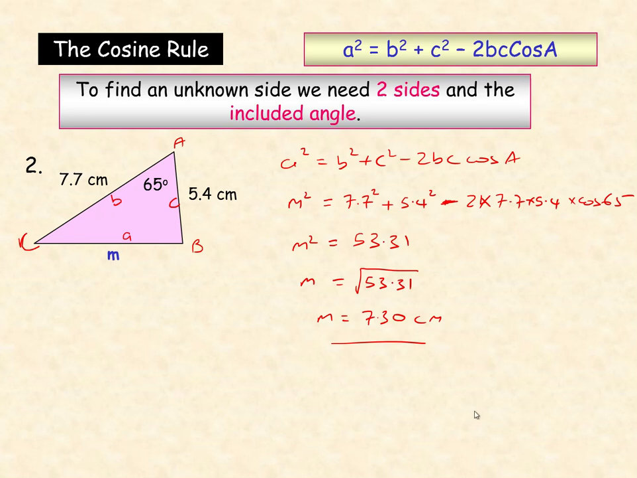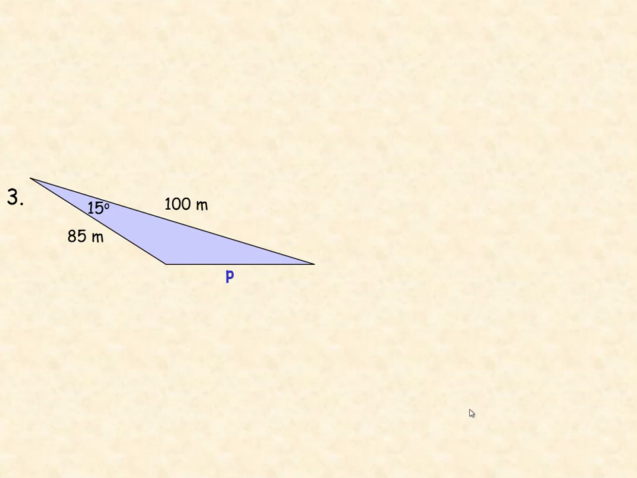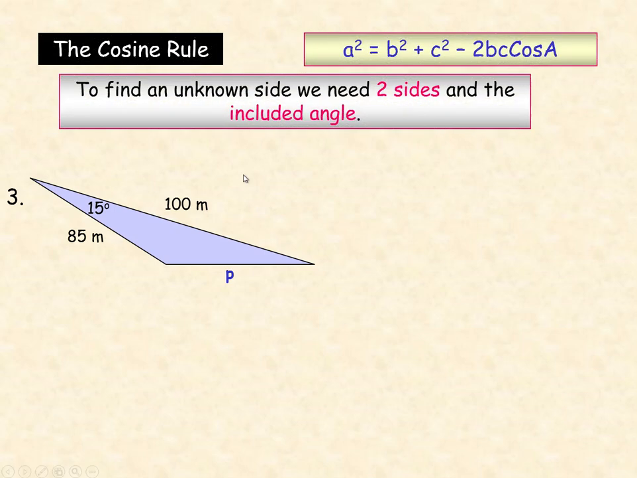Okay, let's look at one more example. What I want you to do this time is hit pause before you look at the solution, work through it, and see if you can find P, that unknown side. You've got 85 meters and 100 meters, two given sides, and then 15 degrees, the angle in between them. So label your triangle and work out P. When you're ready to check if your answer is correct, click play again.